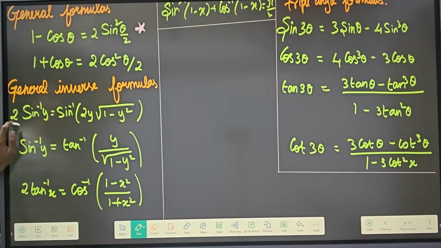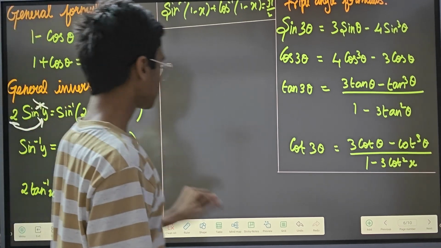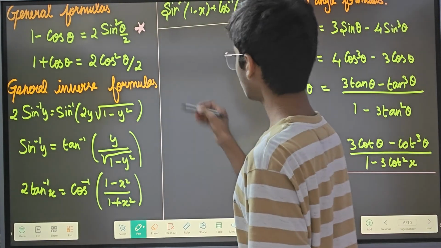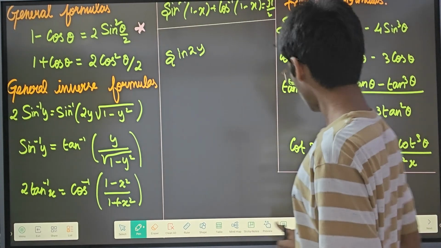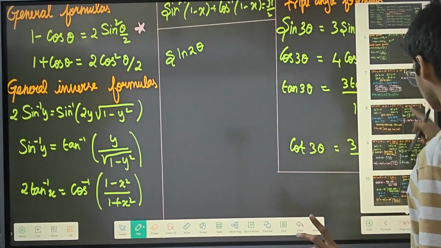If any alphabet is over here, what we have to do? We have to put it over here, and we have to cancel this inverse, and put that over there. So then it will be sine 2y. No, y you don't assume. You assume that as theta itself.